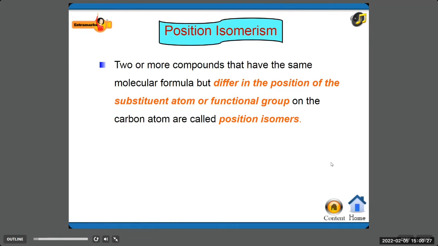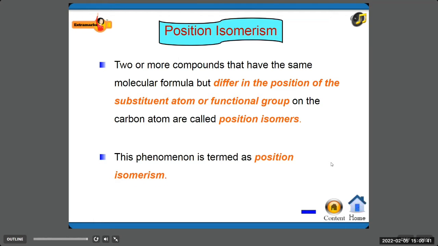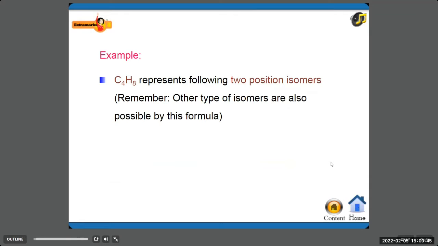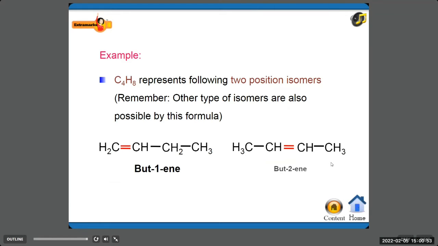Let us learn about the position isomerism. Two or more compounds that have the same molecular formula but differ in the position of the substituent atom or functional group on the carbon atom are called position isomers. This phenomenon is termed as position isomerism. The molecular formula C4H8 represents the following two position isomers, but-1-ene and but-2-ene.